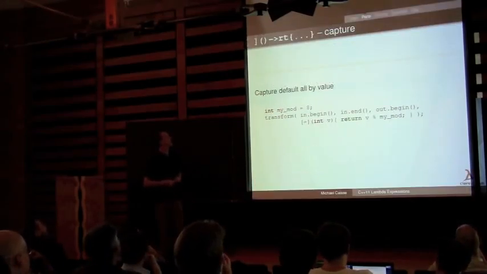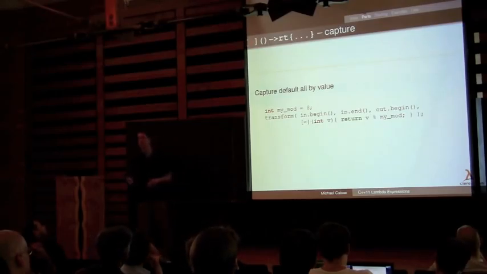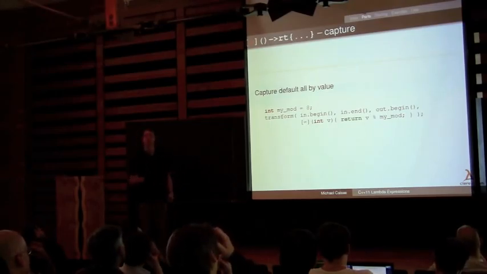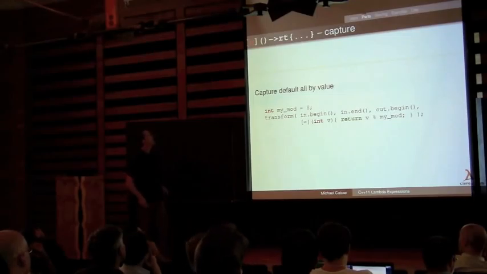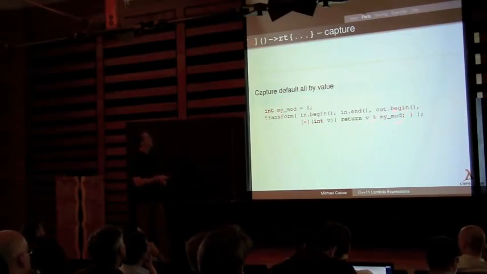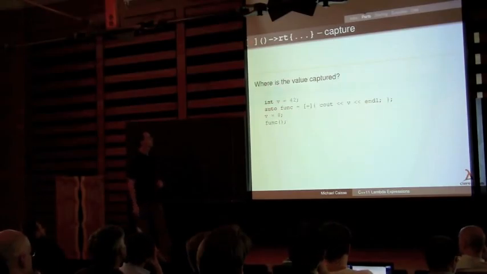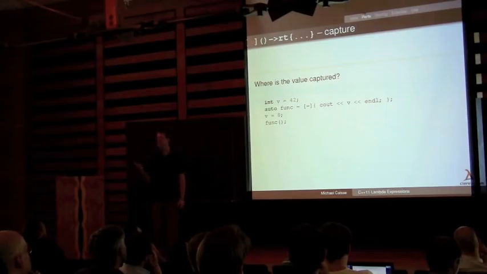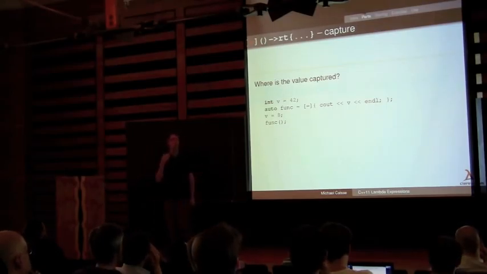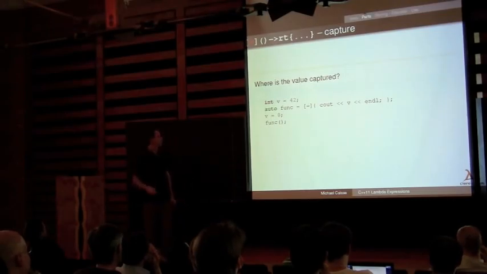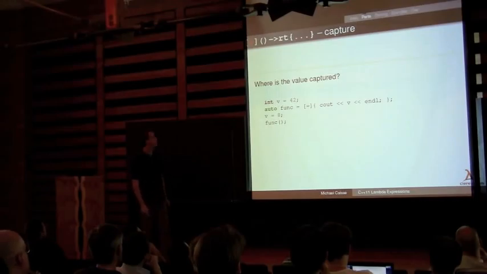Let's go ahead and talk about capture default all by value instead. So we just looked at we can capture by reference. Now we can capture by value. So here we're capturing my mod by value. Where is the value actually captured? At what point do we capture V in this example? We're assigning V to 42.